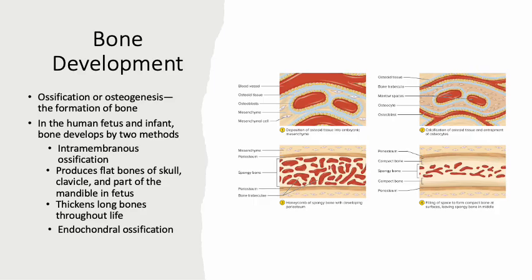So how do bones develop? The development of bone is called ossification or osteogenesis. And if we go back to medical terminology, genesis just means to create or make, and osteo means bone. So it's the making of bone.